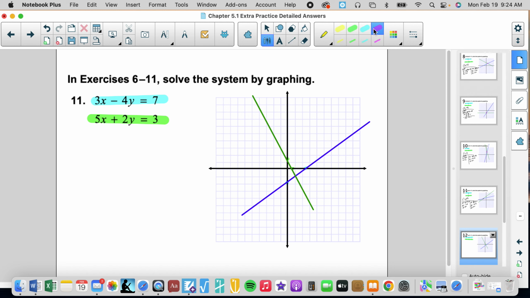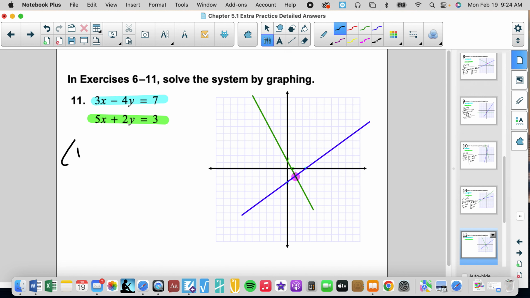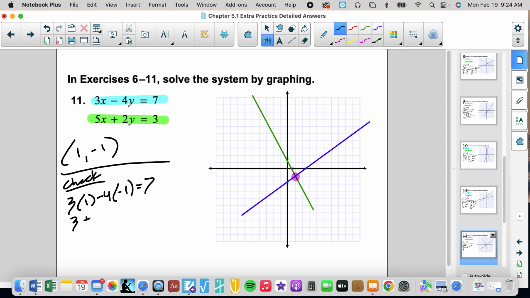Let's try it. Let's check it out. And this is the fun part, is 1, -1. This is why we check our work. This is why when we graph, we have to check. 3 times 1 minus 4 times -1 equals 7. 3 plus 4 equals 7. 7 equals 7. So this is a solution to that blue line.